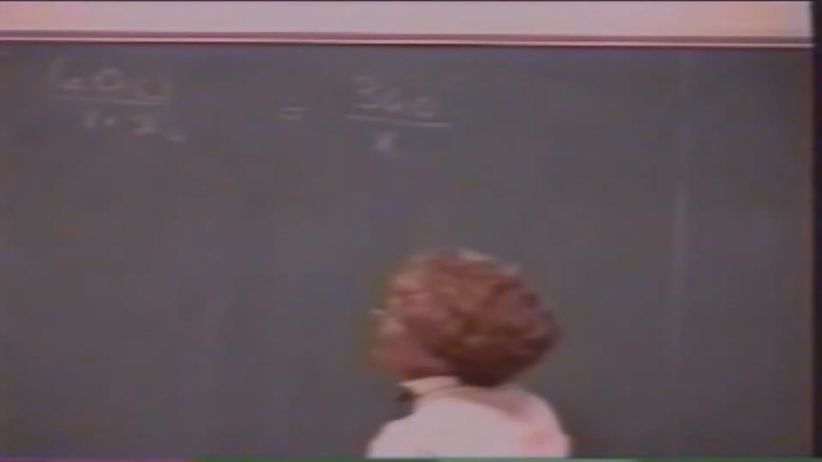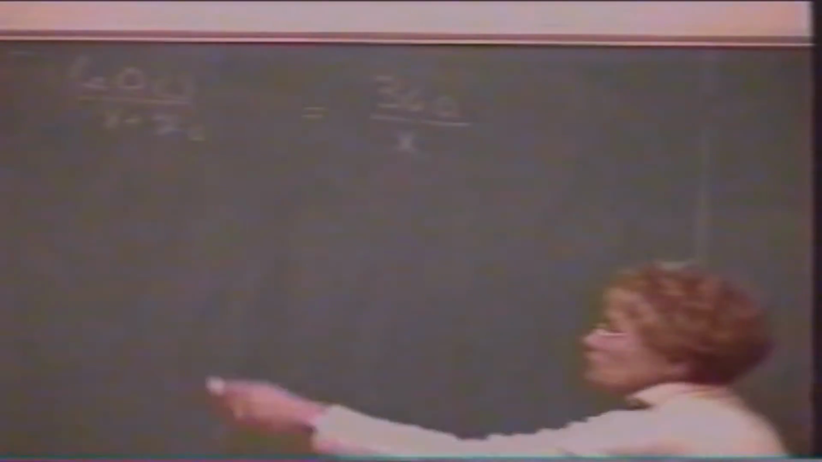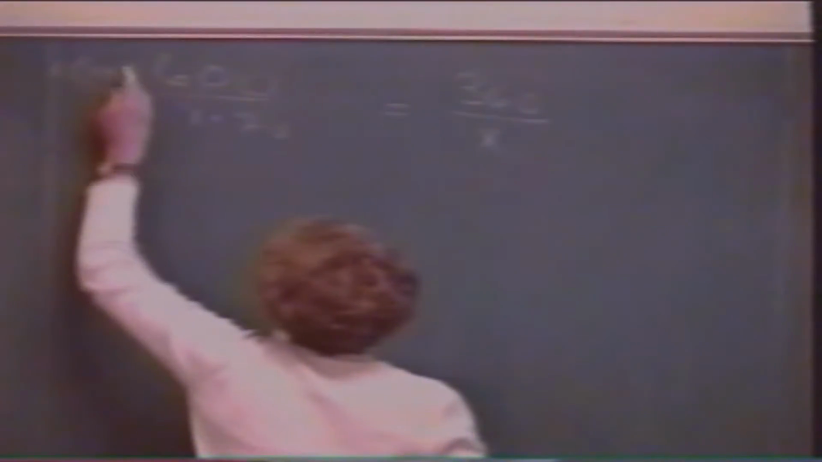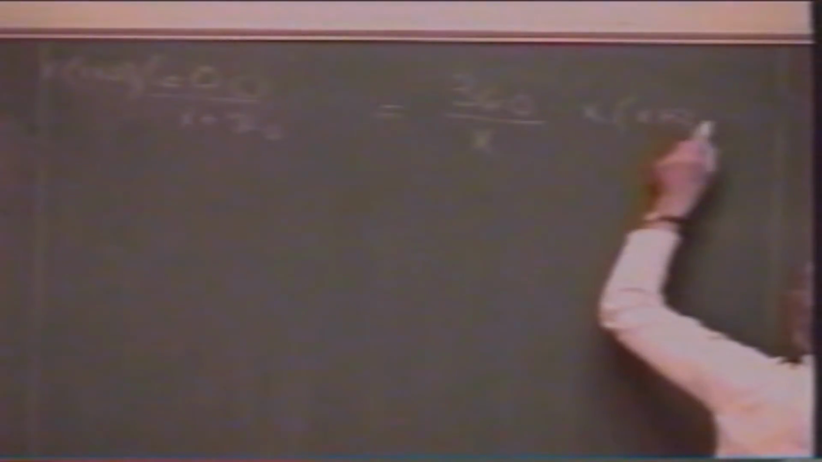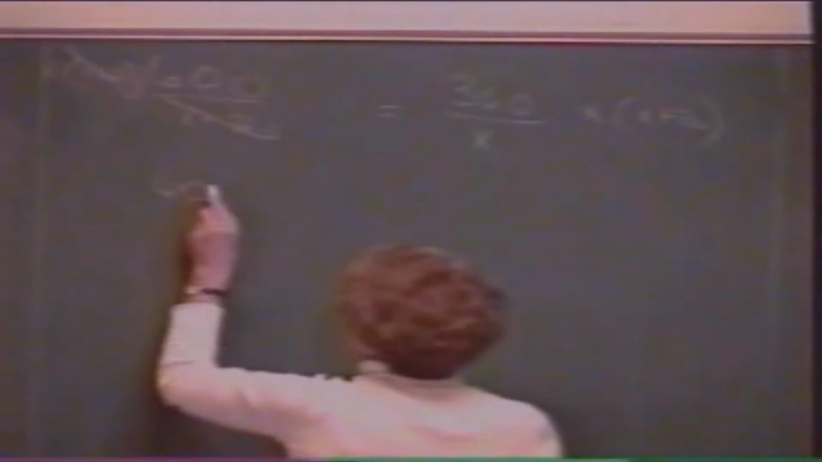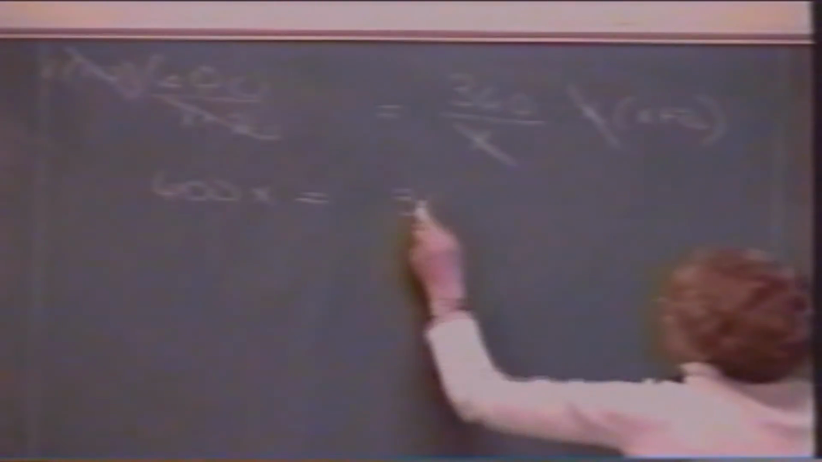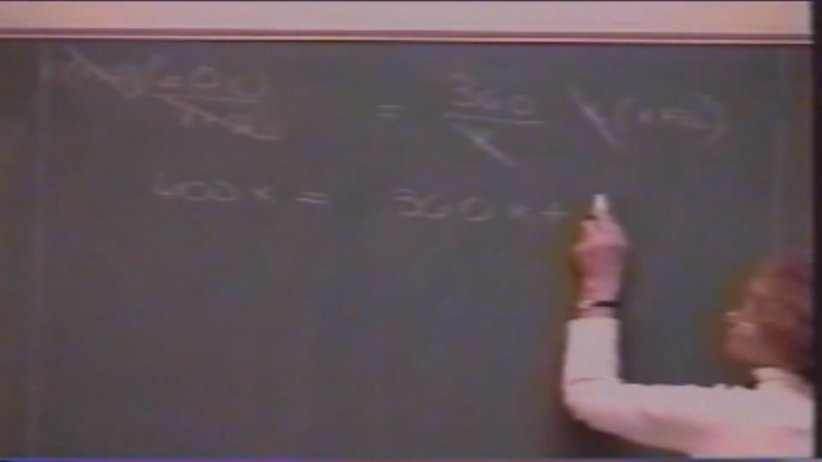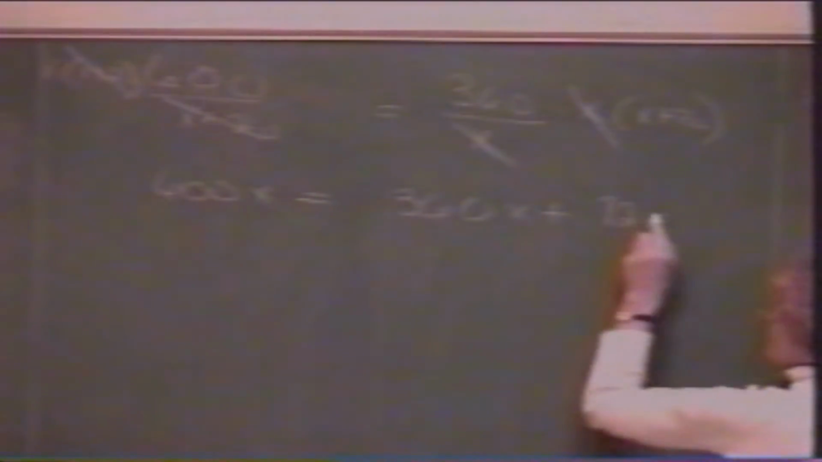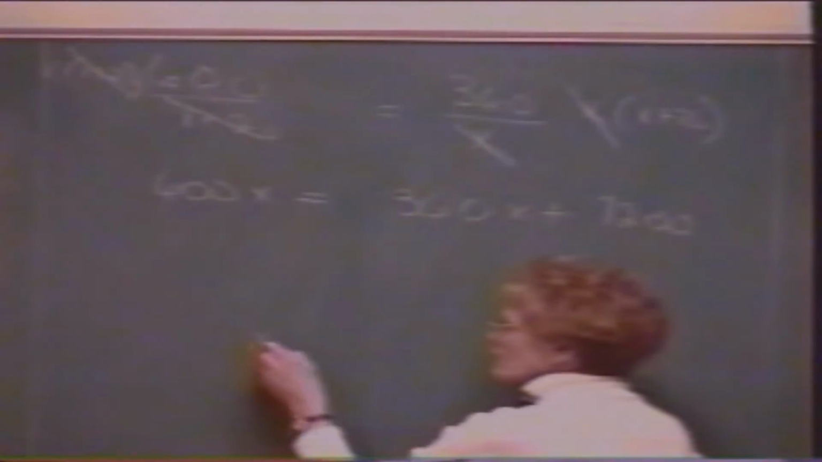What would I have to multiply by to clear my fractions? Yeah, because of the plus in here, you have to use both of them, x and x plus 20. So if we cancel off our x plus 20s, we're left with 600x. If we cancel off our x's, we're left with 360x plus what? 7,200. And once I move things around and solve this, what do we get for our answer for x?